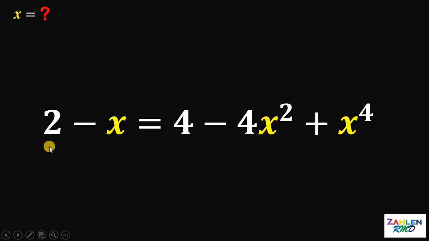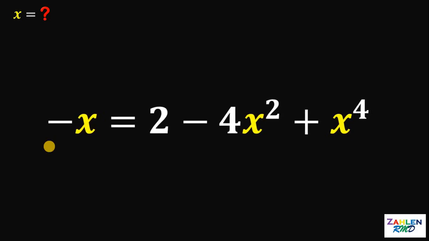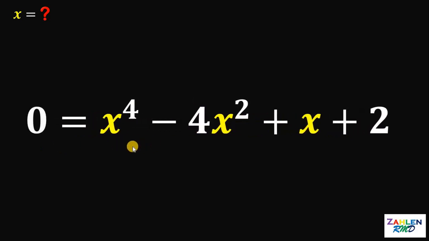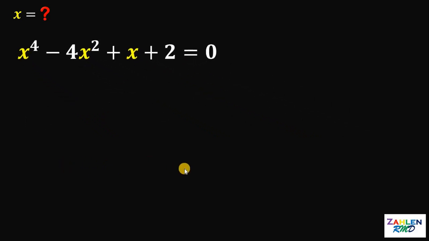Let's subtract 2 on both sides, and then let's rearrange some terms a little bit. So we have the equation x raised to the 4th power minus 4x squared plus x plus 2 equals 0. Now let's focus on this equation. Our goal now is to solve for the value of x in this quartic equation.